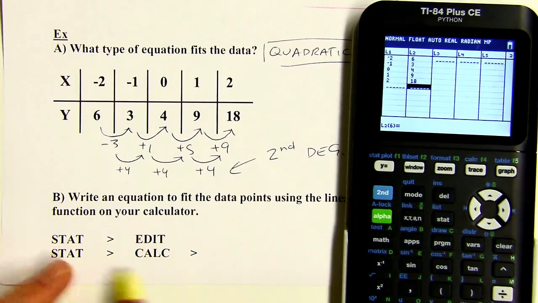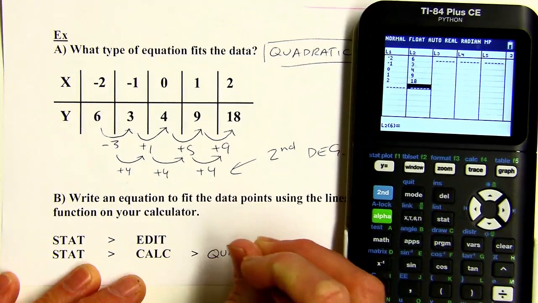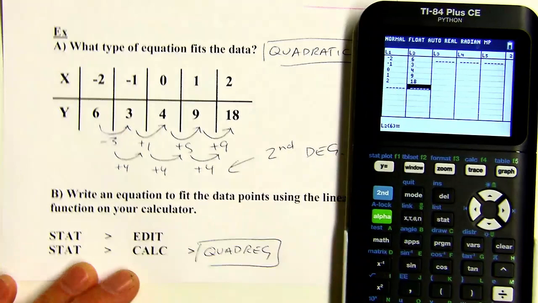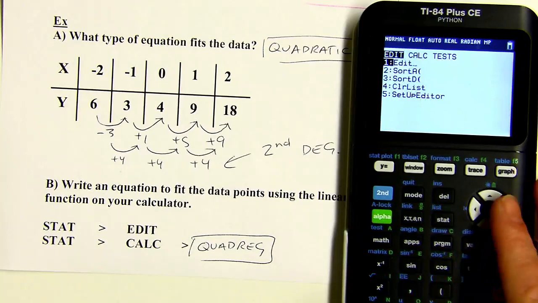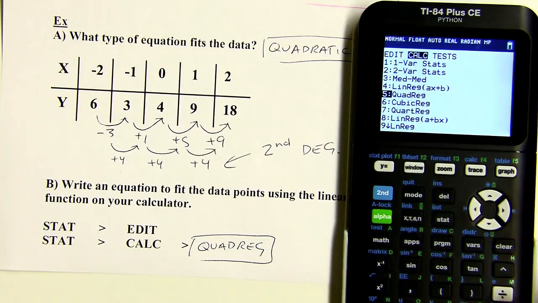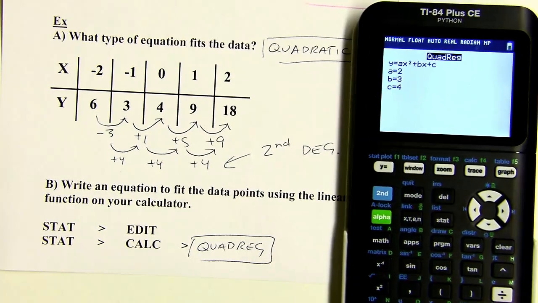I'm going to go stat and then over the calc column. And the only difference here is I'm going to choose quadratic regression instead of linear regression because this is a quadratic function here. Okay, so stat menu over to calc. And I'll go down to quadratic regression right there and just hit enter until you get past that screen. And then we've got this.